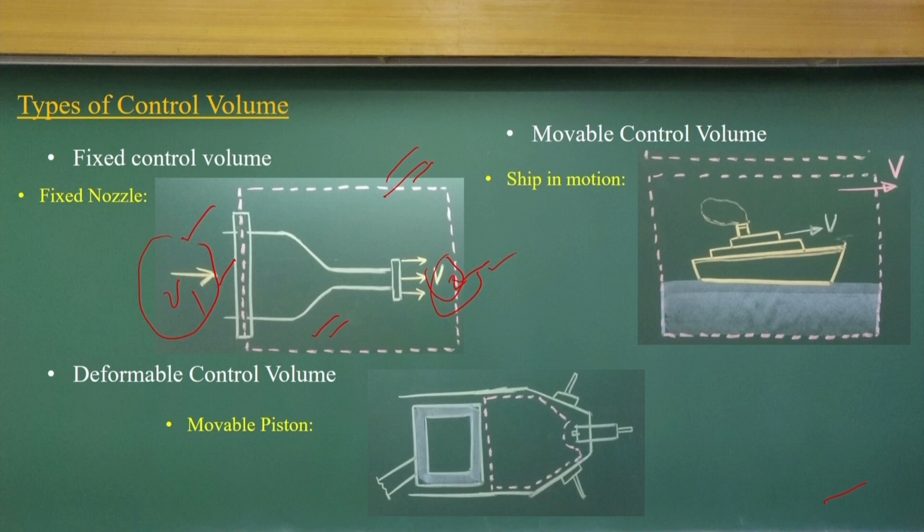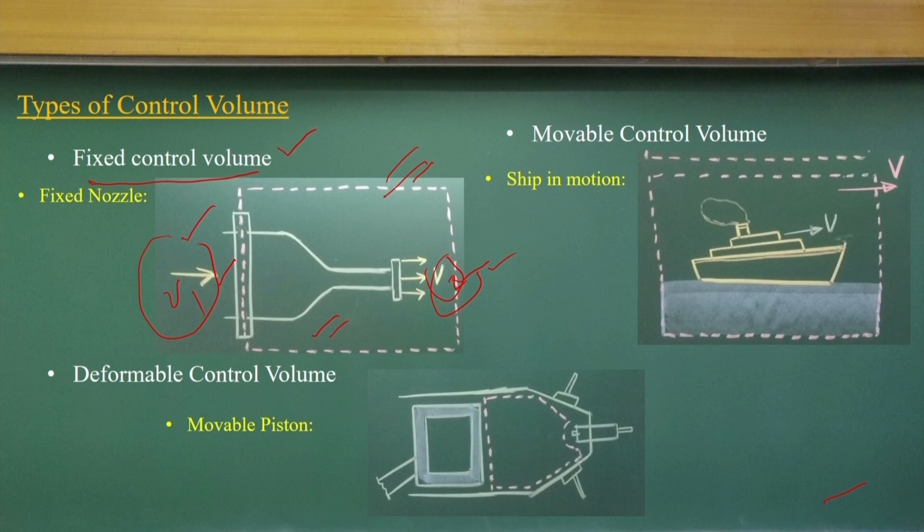So, many times we use a fixed control volume. That means the control volume space does not change with time. The control volume remains at the same location, with fluid coming in and going out. That is what we do when we consider a fixed control volume.